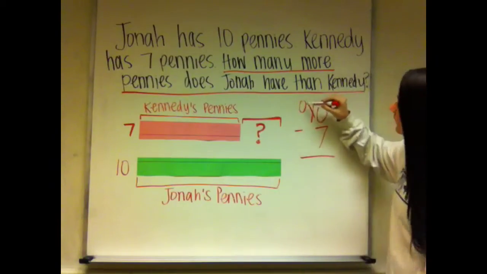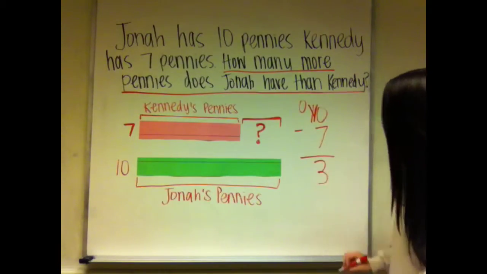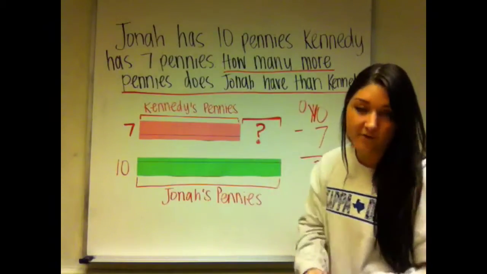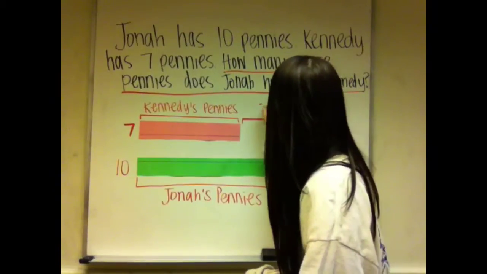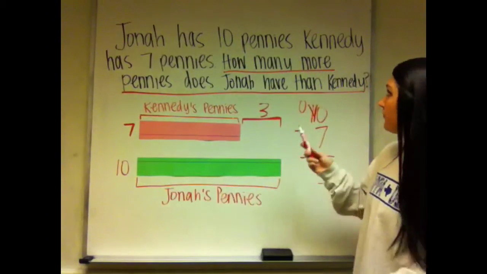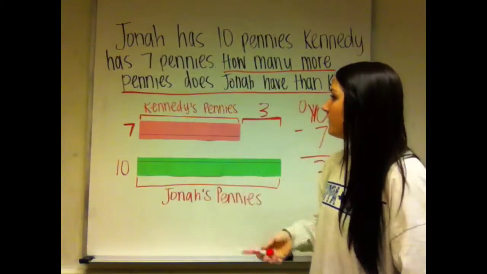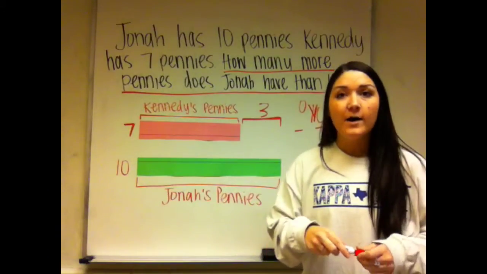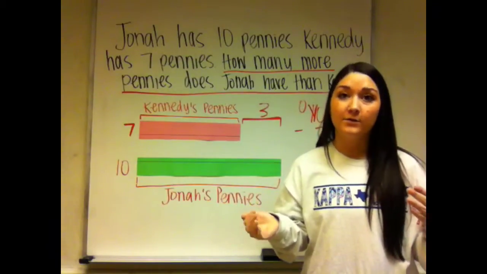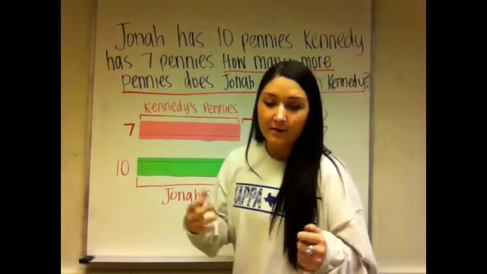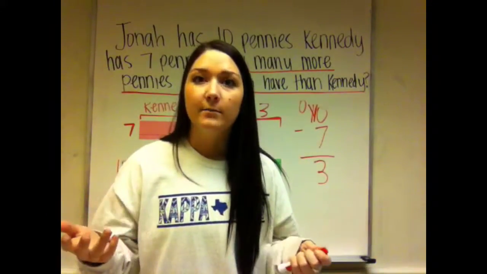So 10 minus 7 is 3. So this question mark we can now fill in, and we can put 3. So we figured out that Jonah has 3 more pennies than Kennedy by using the number strips to help us figure out that Jonah had the bigger number of pennies, so that he would be the number that you subtract from. So by using a compare model, it helps you see in real life how to subtract a problem.